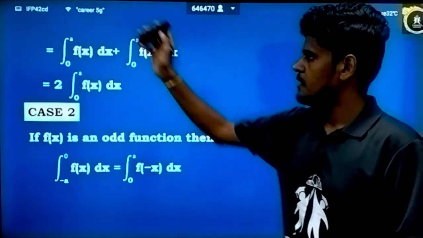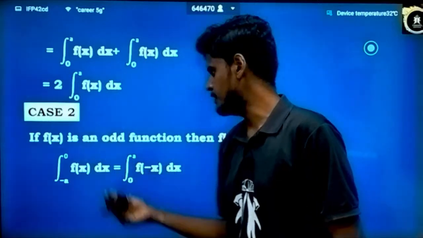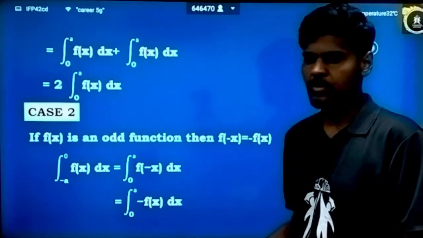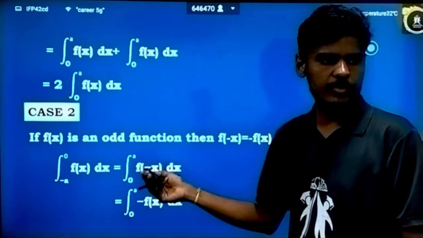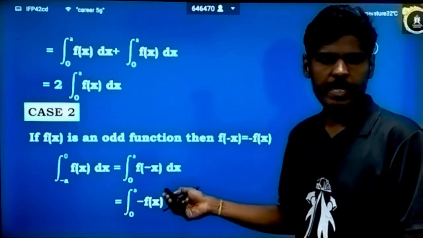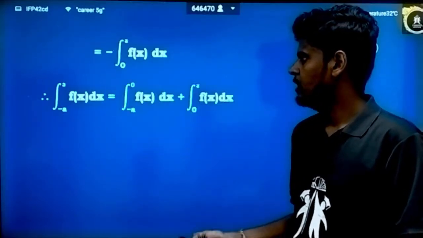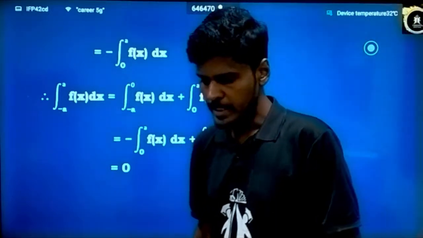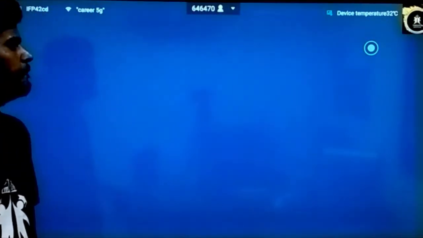if f of x is odd, the proof is similar. Here we will get f of minus x is minus of f of x. So these two will get cancelled out: minus integral 0 to a f of x dx plus integral 0 to a f of x dx. Both will get cancelled. So the final answer will be 0 when f of x is odd. This is the proof for this property.